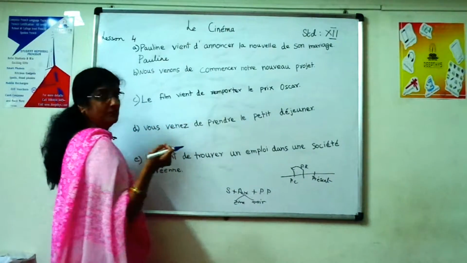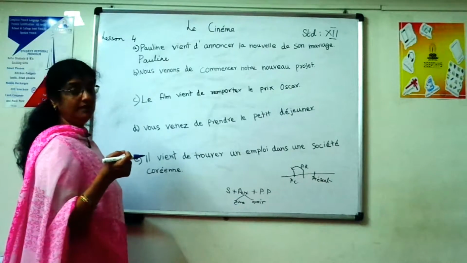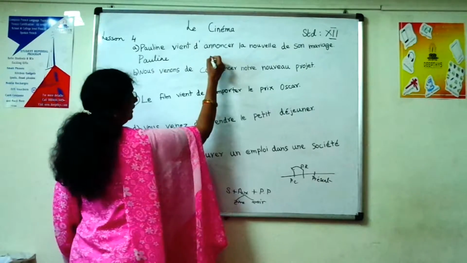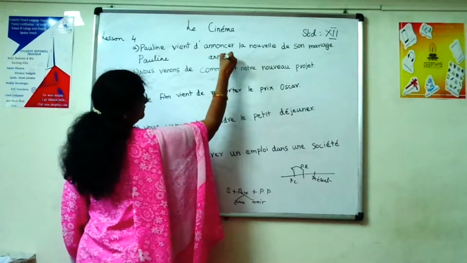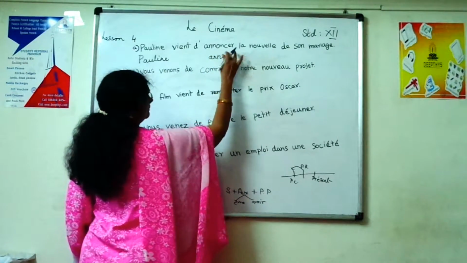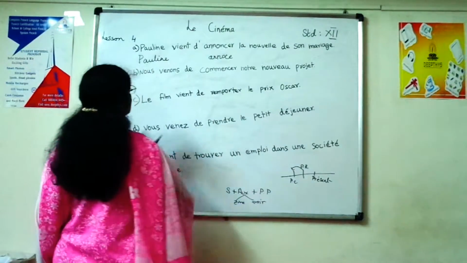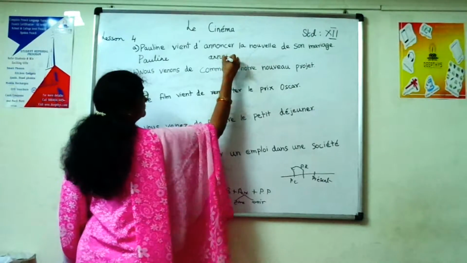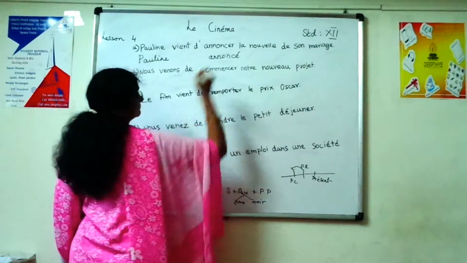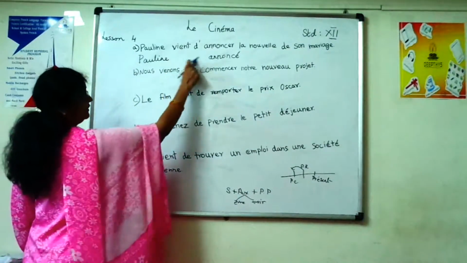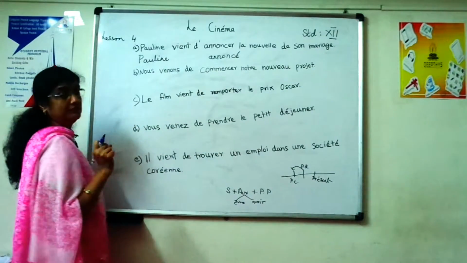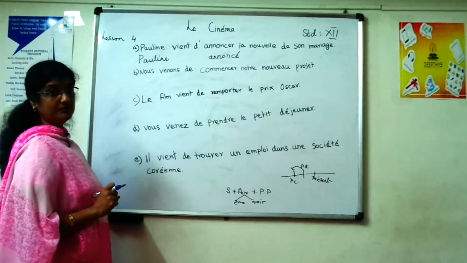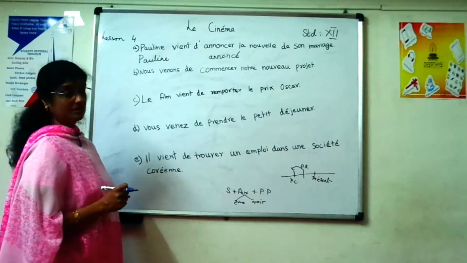For all ER verbs, the past participle is you cut off the ER and you write E accent aigu. So you leave a gap and then you write annoncé. And then we are going to fill the middle part, which is the auxiliary verb. Now, annoncer is not one of the verbs of Dr. Mrs. Van Patten, so you'll use avoir.